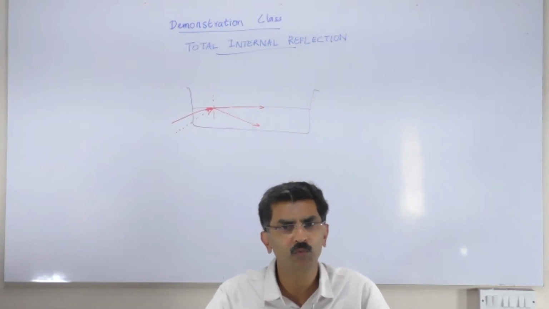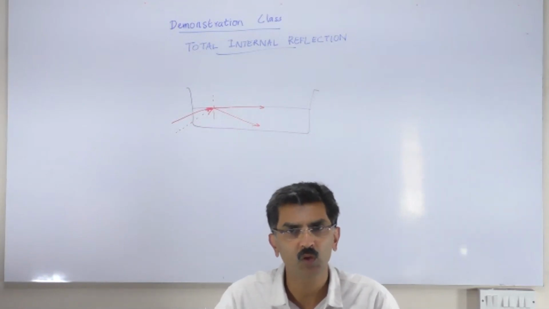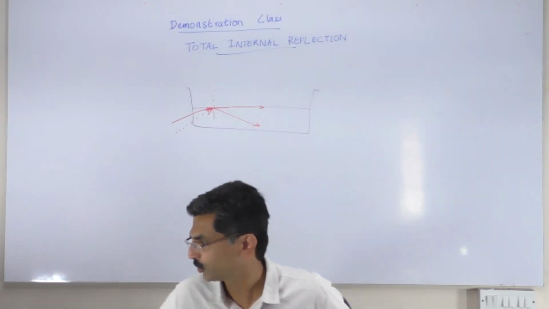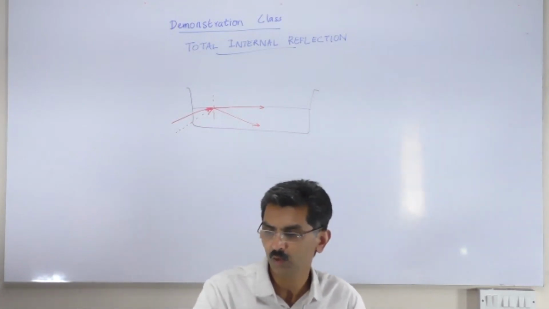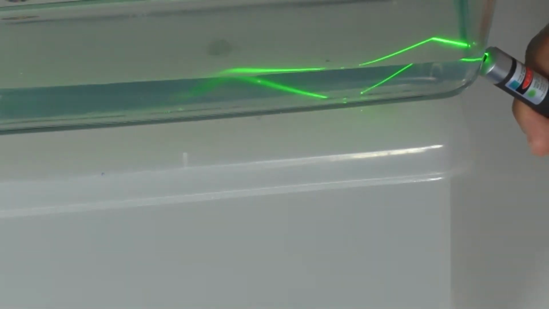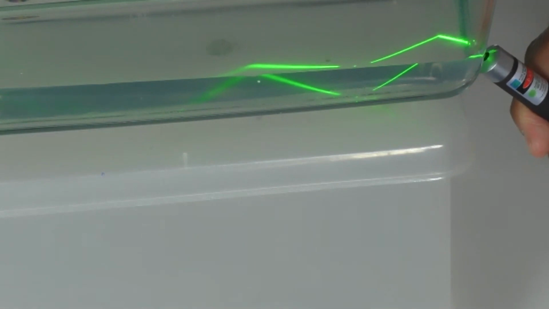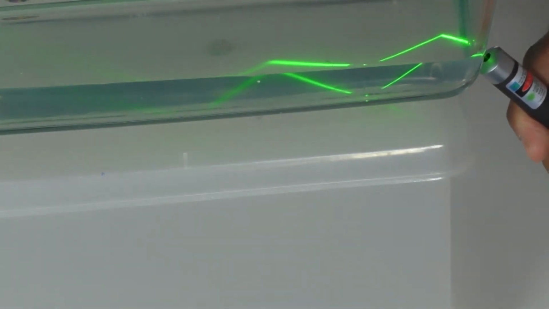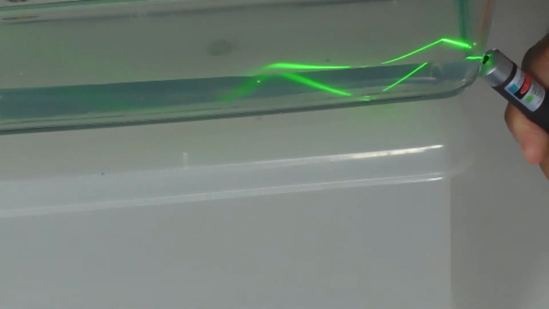Now, it is possible to do a very nice and simple demo of this phenomenon, which I will show you. It is very easy to do at home. So let's do it. Here we have a trough of water, and I will be shining a ray of light through it. Observe the pattern that the light makes. You see a triangular pattern emerging.